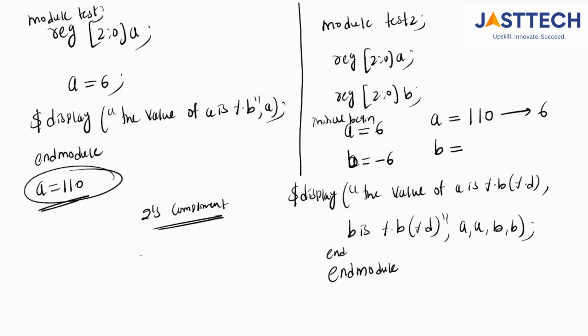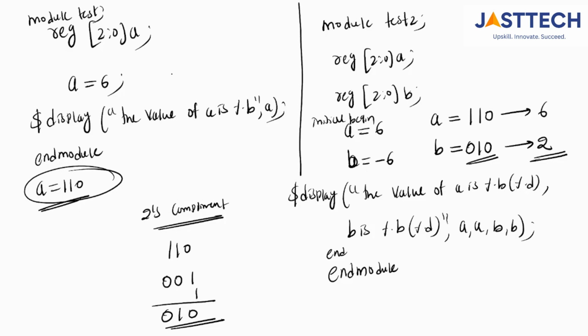So what is the 2's complement for 110? First the 1's complement is 001. Adding 1 to this, what you are getting is 010. So in terms of binary, it will store 010. But in terms of decimal, it will not display the negative number, it will display a positive number only. So what is the decimal of 010? 2 it will display. Why? So what is the conclusion?